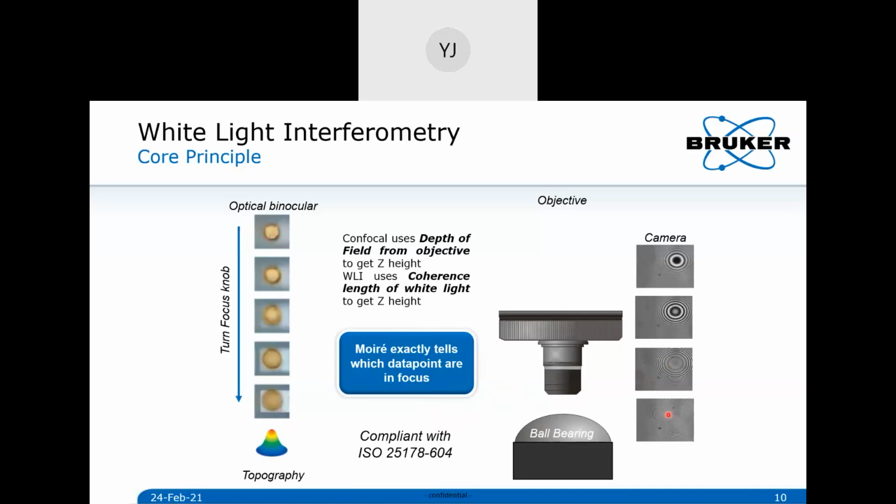So here we are using the interference change. In this case, you're just changing the focal, right? So you can get this focal variation kind of data, but here the resolution is much, much higher in terms of Z. And all of them are ISO certified so that you can compare between different tools and also at different sites, right?